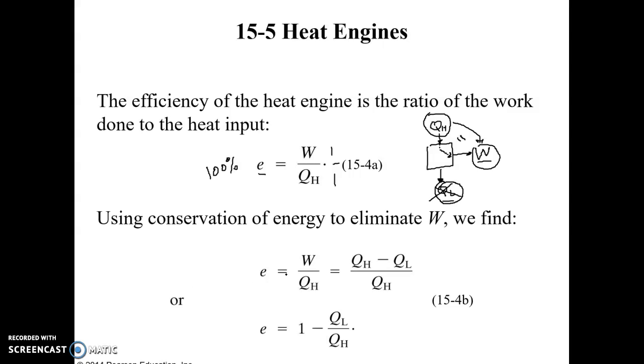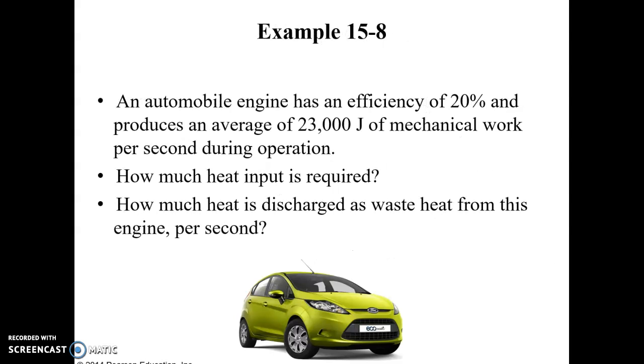Okay, so we can rearrange this efficiency formula in several different ways. The work being done is equal to the high heat minus the low heat, and then these will cancel out to become 1. So we can write it as efficiency equals 1 minus low heat over high heat. So this is just another way of writing this same formula up here. And so let's take a look at an example problem that involves efficiency.